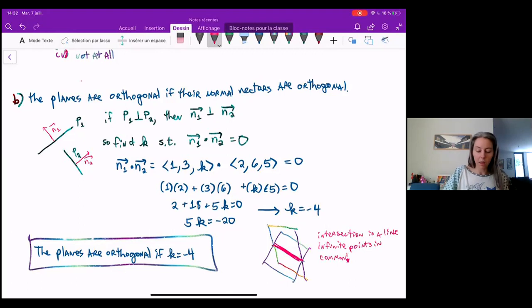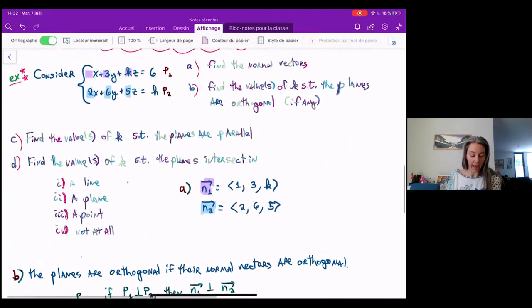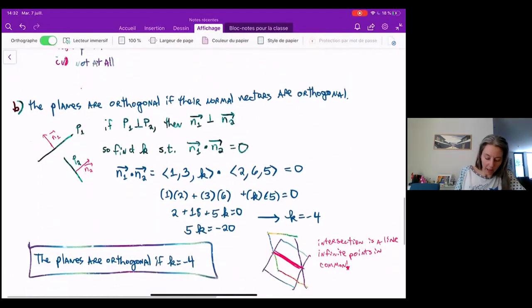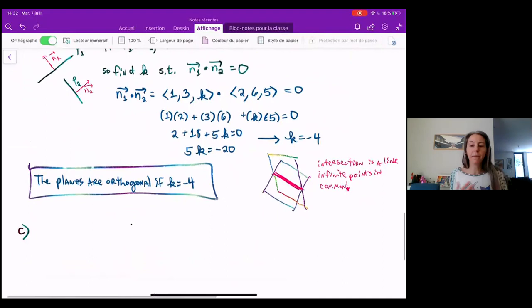Okay, the next question said, to find the values of k such that the planes are parallel. So my planes are going to be parallel if their normal vectors are parallel.